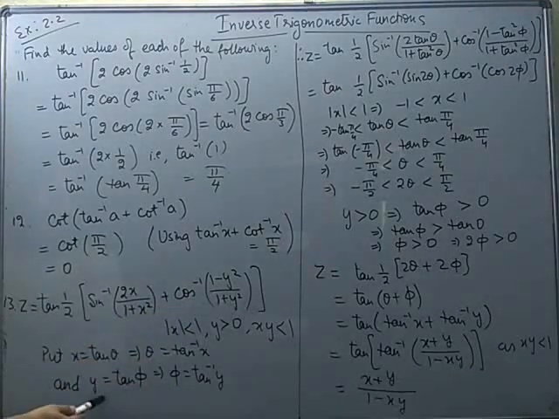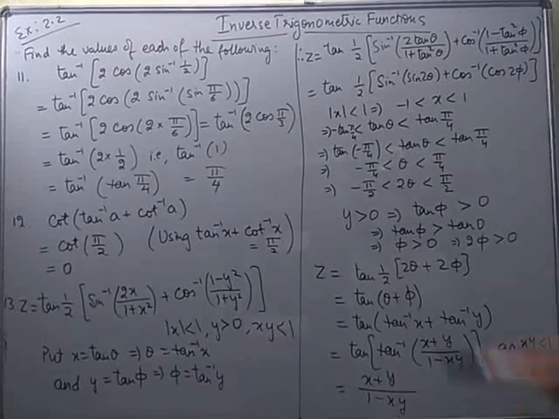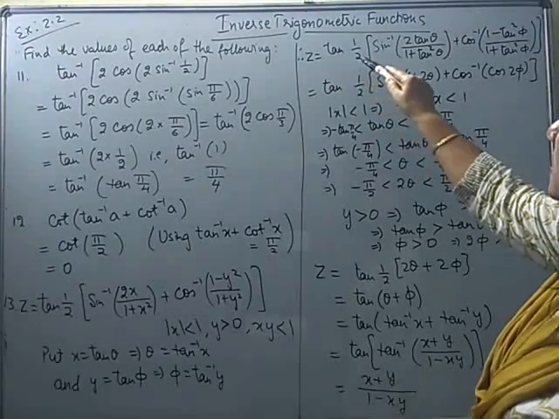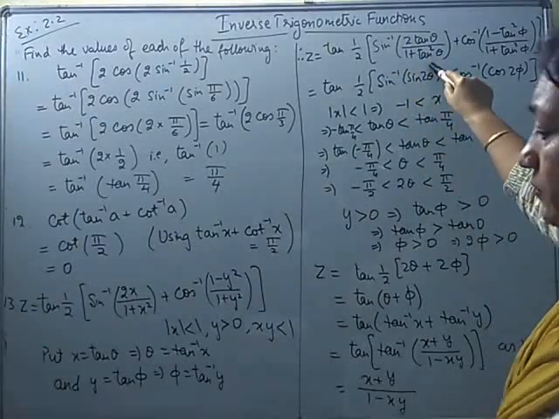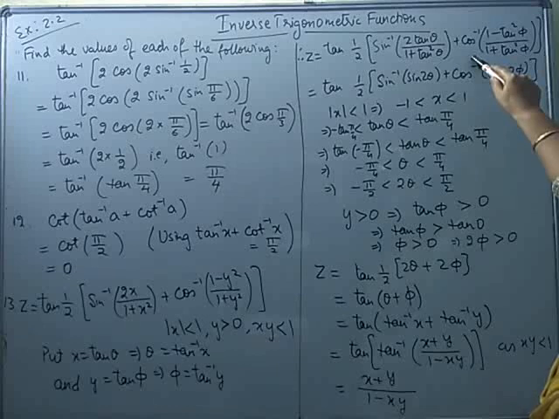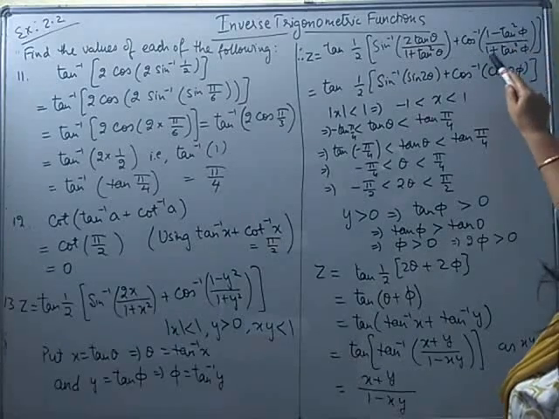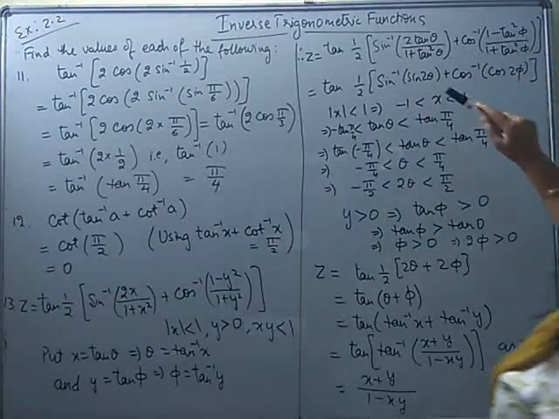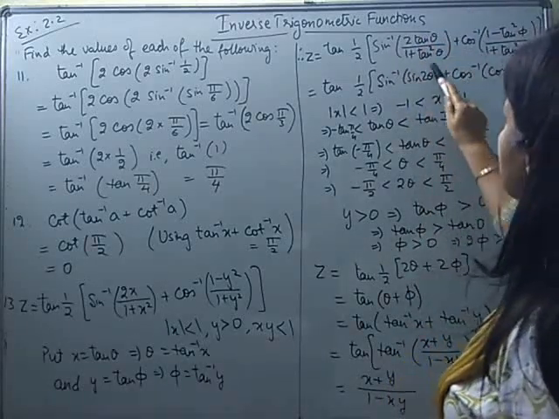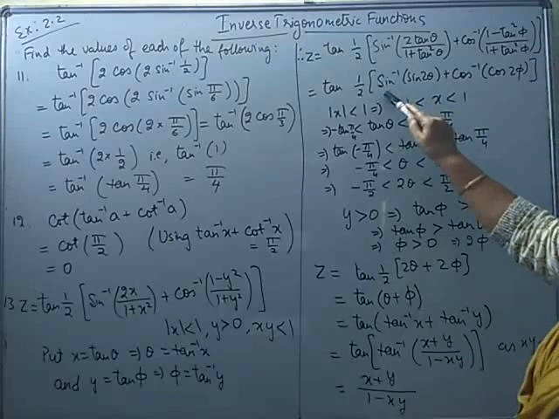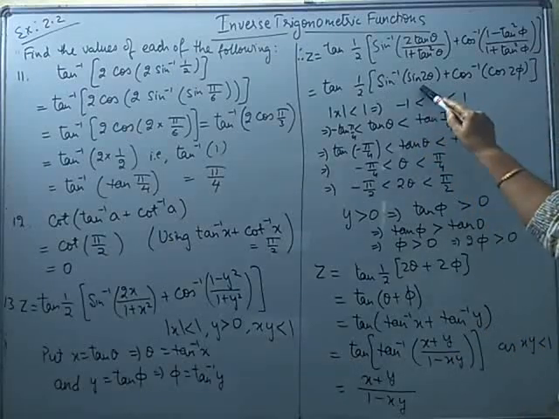In the same way, for y, we can use the substitution tan phi, where phi can be written as tan inverse y. Now proceeding with the calculation, z can be written as tan 1 by 2 times sine inverse 2 tan theta over 1 plus tan square theta plus cos inverse 1 minus tan square phi over 1 plus tan square phi. If you see, 2 tan theta over 1 plus tan square theta is sine 2 theta. So this has reduced to sine inverse sine 2 theta.